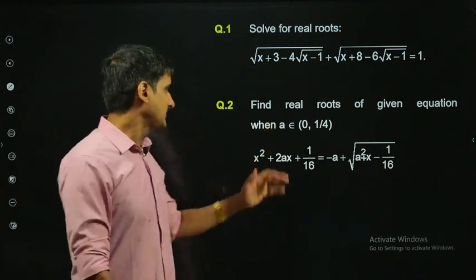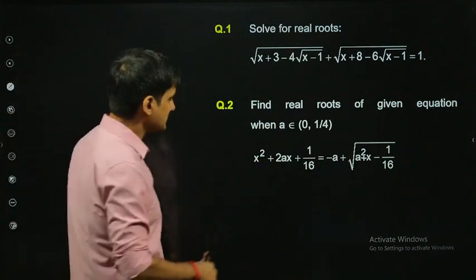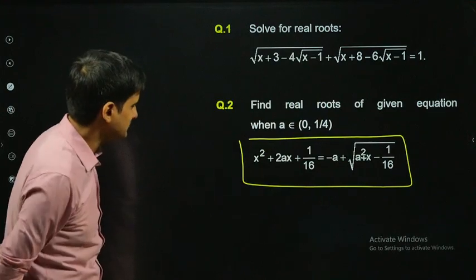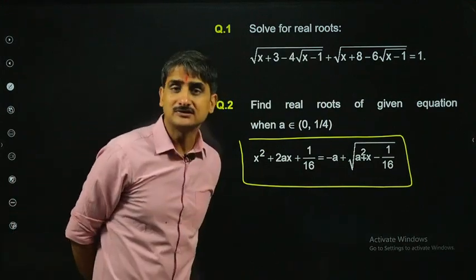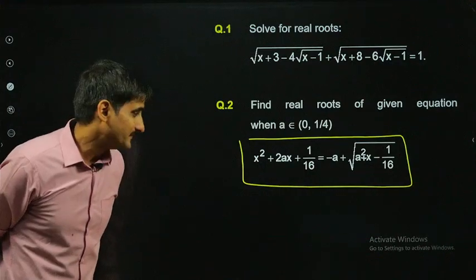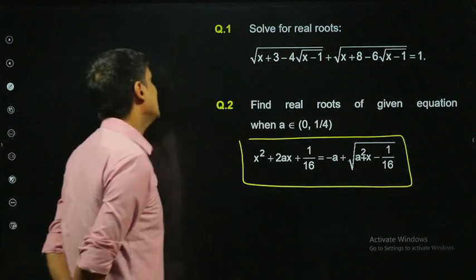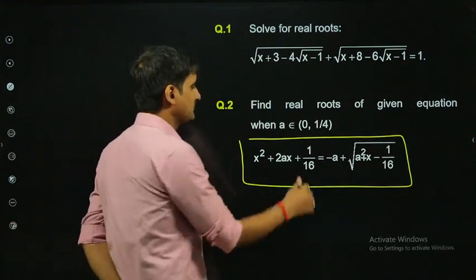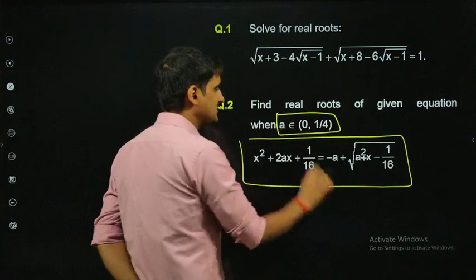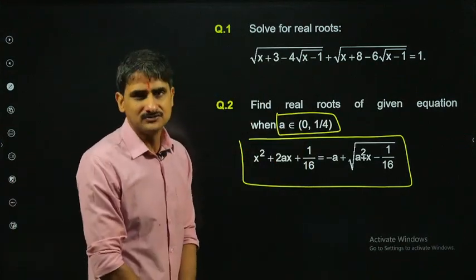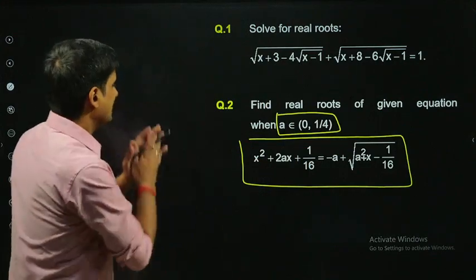Moving ahead to the next question related to theory of equations. That's again a special one, bachcho, where we'll be looking at some concept of functions also. Let's start. Find real roots of the equation when a is given to be between 0 and 1/4. We have to solve this equation for a between 0 and 1/4.